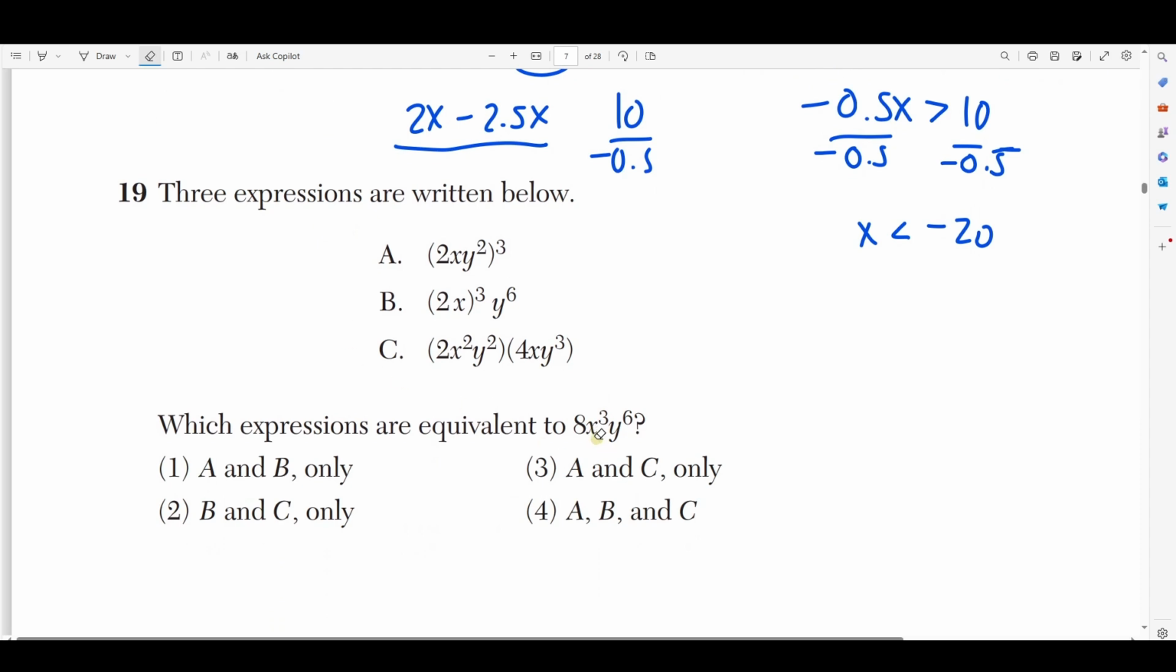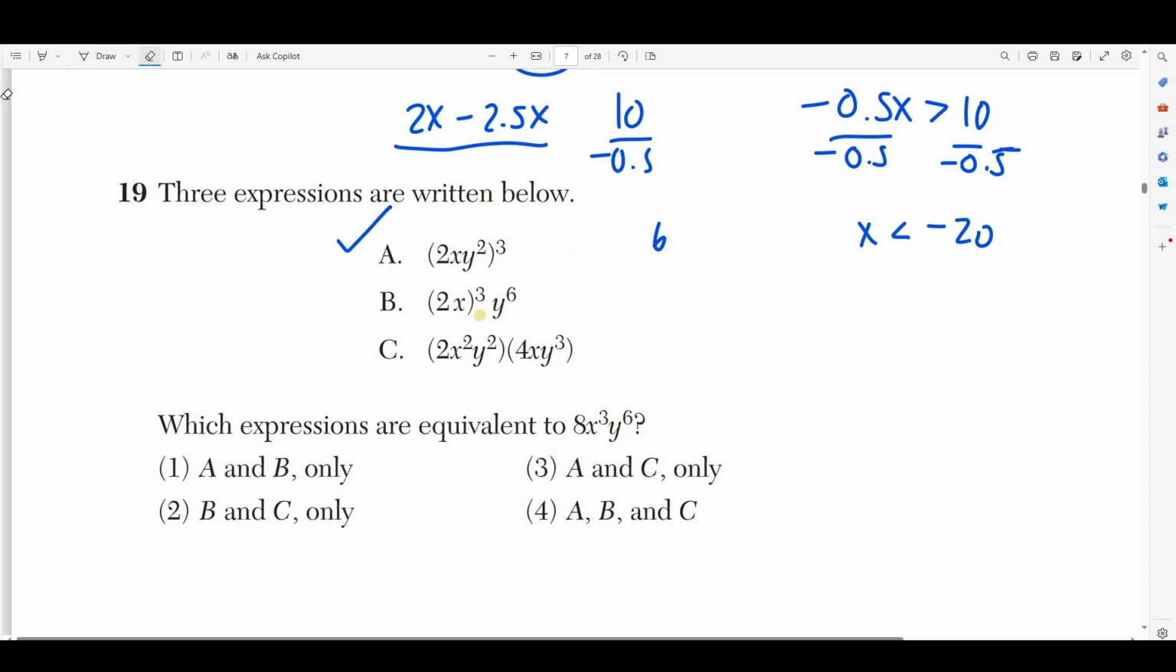Which expressions are equivalent to 8x to the third times y to the sixth? Okay, cool. So you just need to remember your exponent rules for this, right? Whenever you have a set of numbers raised to the third, that's the same thing as saying all of them are now raised to the third, right? It's the same thing as multiplying the number that they're raised by the number that they're being raised to, right? So 2xy squared cubed is really going to equal 8x cubed y to the sixth, right? So that means that answer choice A has to be one of the correct answers.